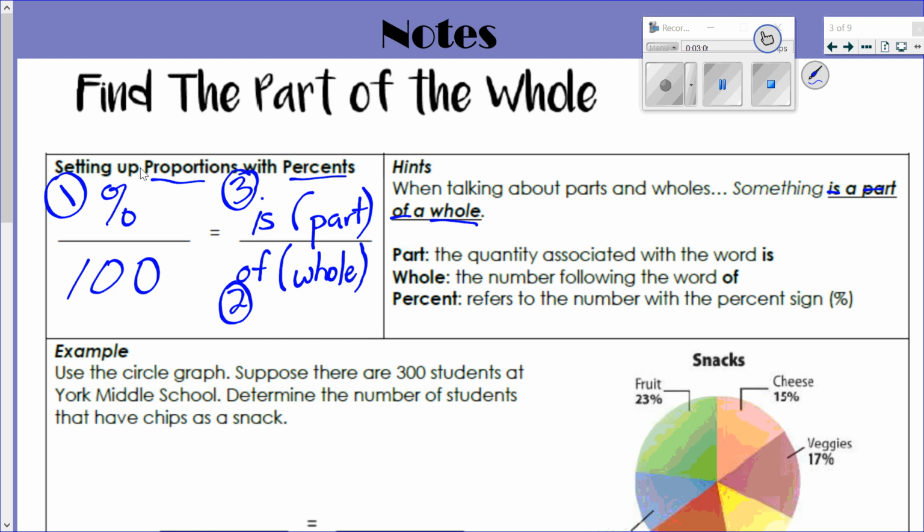Okay? So this will make a little more sense as we start doing some of these problems. But basically your part is your quantity associated with the word is, the whole is the number following the word of, your percent, the number with the percent sign.